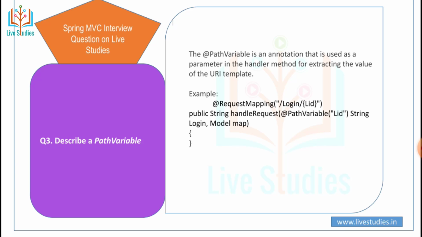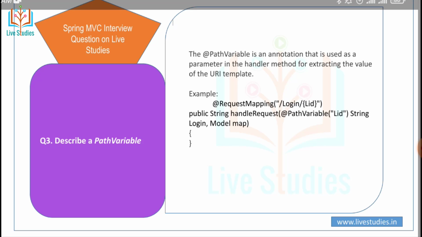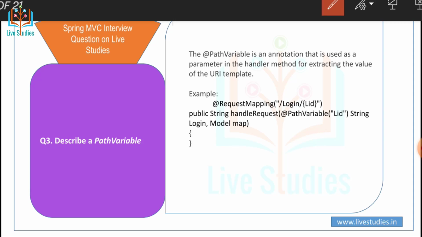If the method parameter is a Map of String, String, then the map is populated with all path variable names and values.